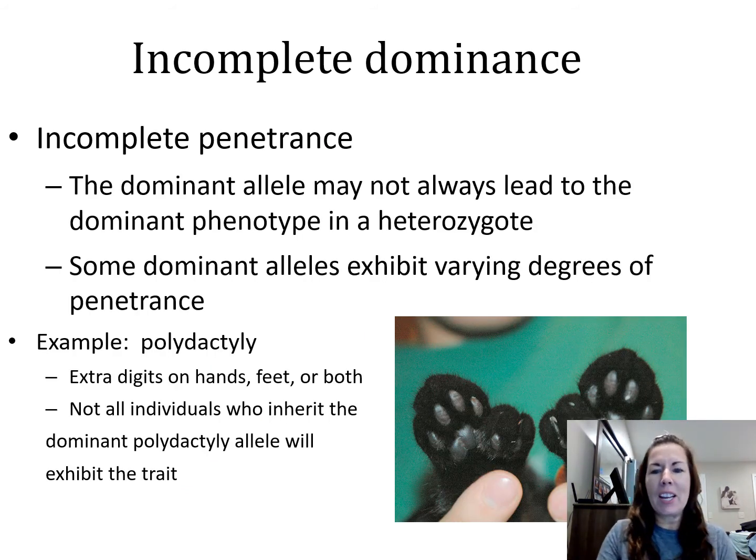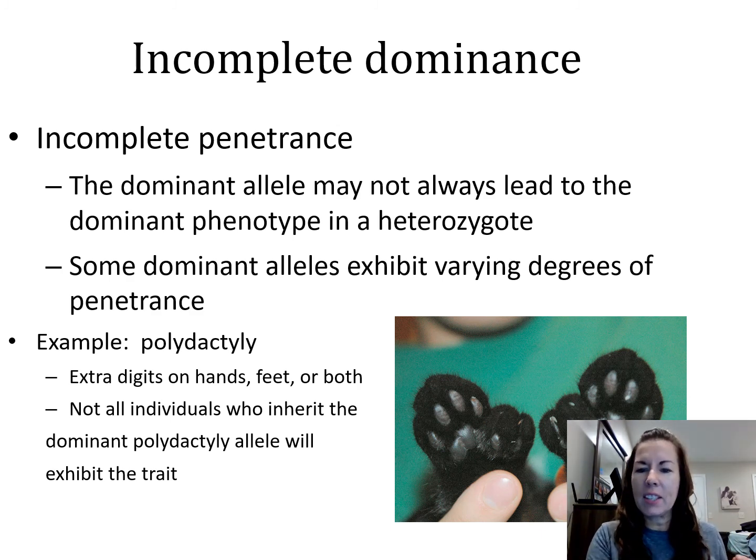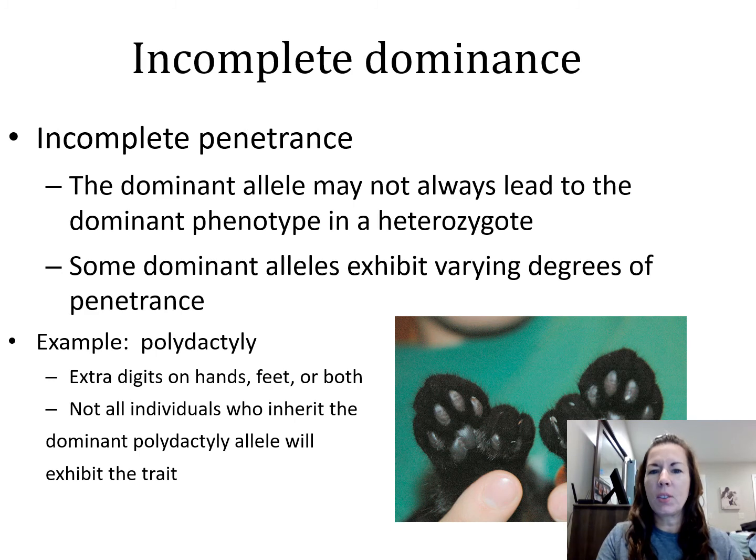Sometimes you can see incomplete penetrance, where the dominant allele may not always lead to the dominant phenotype of a heterozygote. So an example of that would be polydactyly, where you have extra digits on the hands, feet, or both. Not everyone who inherits the dominant polydactyly allele will exhibit the trait.